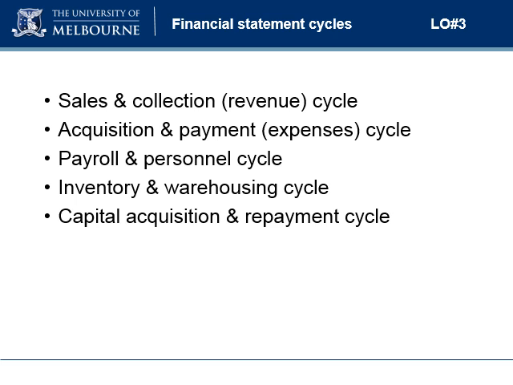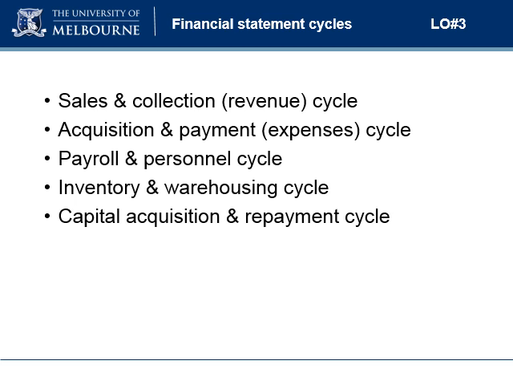The key cycles for a generic entity are the sales and collection or revenue cycle, which is where the entity sells its goods and services and then collects the cash in payment for those goods and services. The mirror of this is the expenses or acquisitions and payments cycle, where the entity acquires and pays for its inputs. One specific input is the cost of labour.